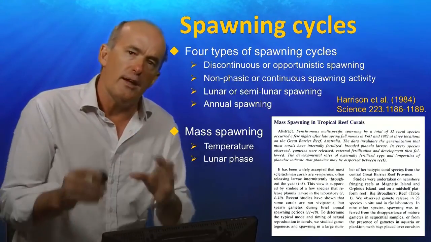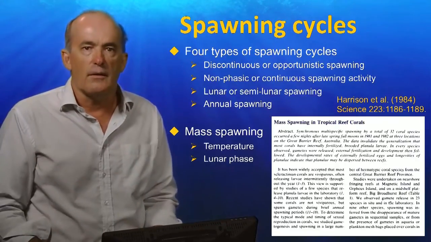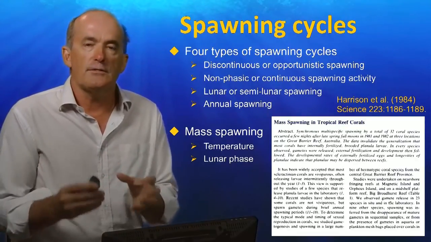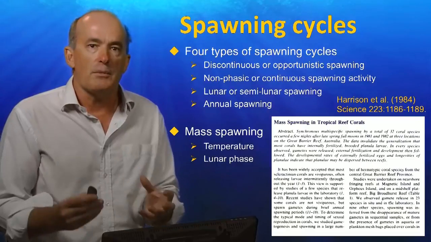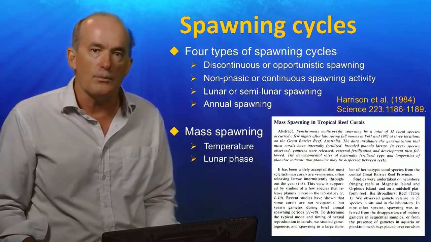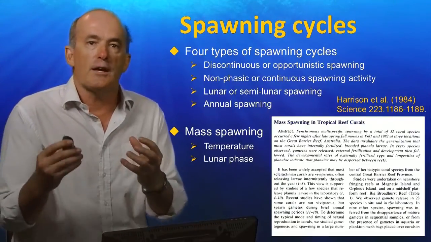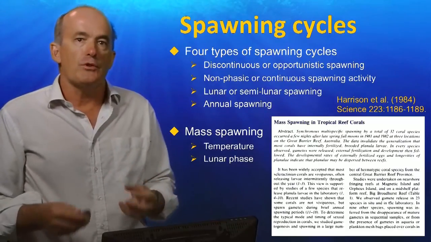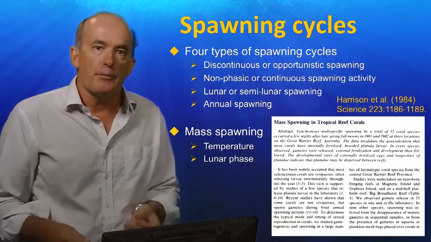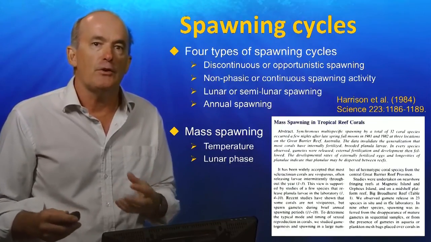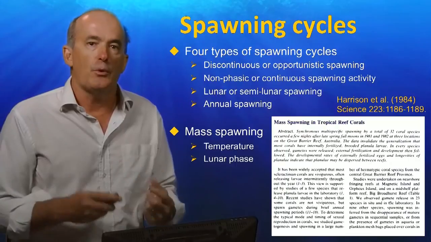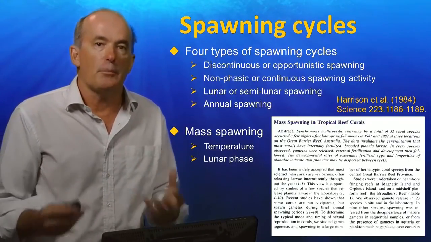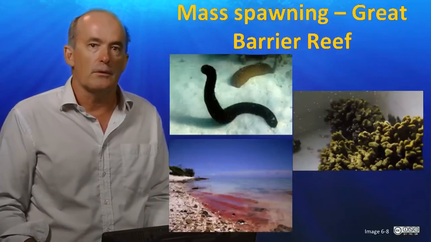However, what this group found was truly extraordinary. Instead of spawning over several months, they reported that at least 32 species on the Great Barrier Reef were dumping their gametes into the water column over a period of a couple of nights in October and November. While this initial paper was focused on corals, subsequent research revealed that most, if not all, groups of organisms were spawning synchronously, or almost so, over a couple of nights following the full moon.